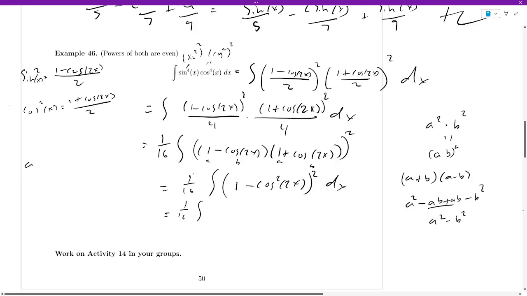We can remember our FOILing shortcut from before, which is this is always a squared plus 2ab plus b squared. So here this is a and this is b now. So the role of a and b sort of change. So we'll get 1 minus 2 times 1 times negative cosine, or cosine squared 2x. So that's the ab, and then plus cosine to the 4.